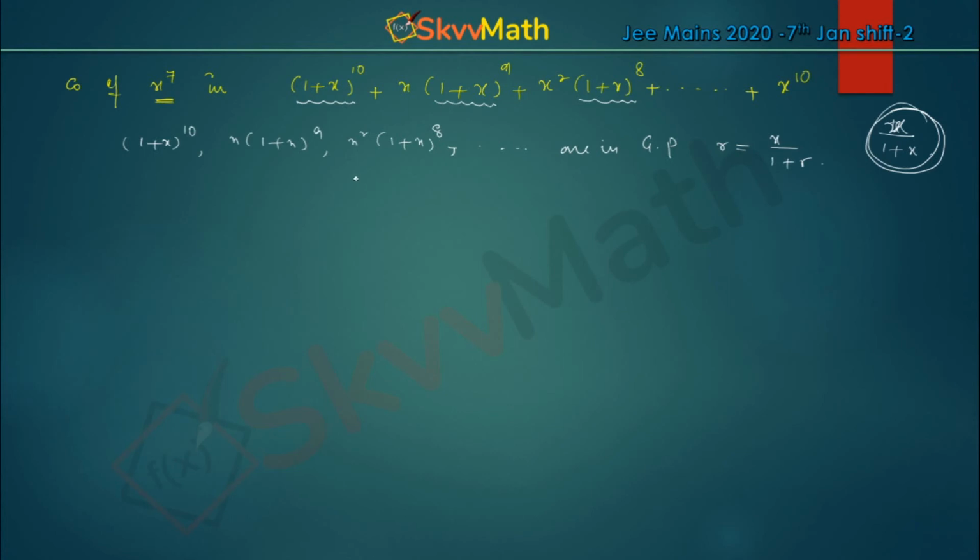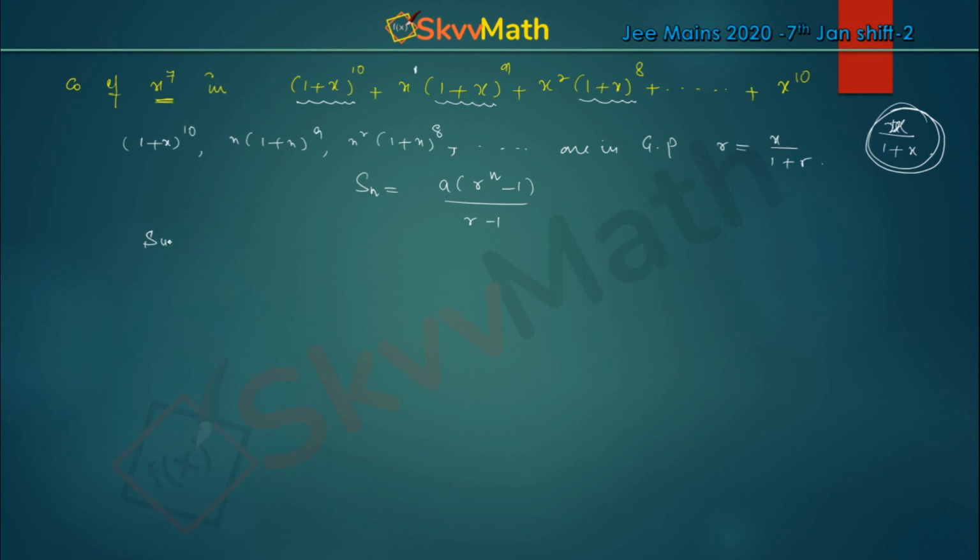And you know how to find the sum of n terms of a geometric progression. The Sn formula is a(r^n - 1)/(r - 1). So here we have Sn = a(r^n - 1)/(r - 1). How many terms are we adding here? If you count from here, x to the power of 1 is the first term, x to the power of 2 is the second term, up to x to the power of 10, but together with the first term, we have a sum of 11 terms.